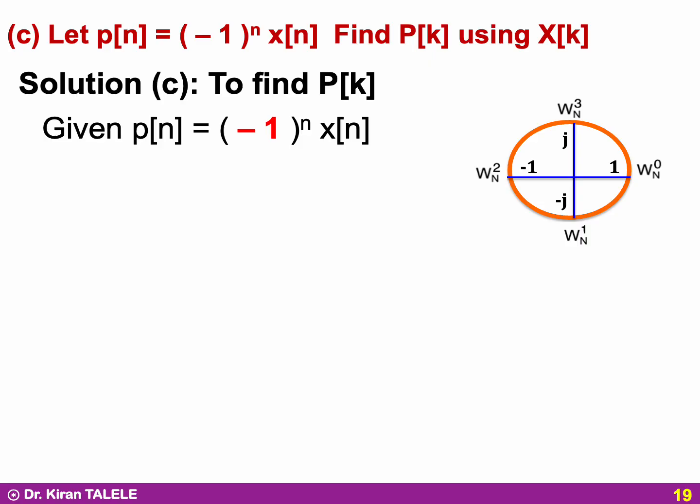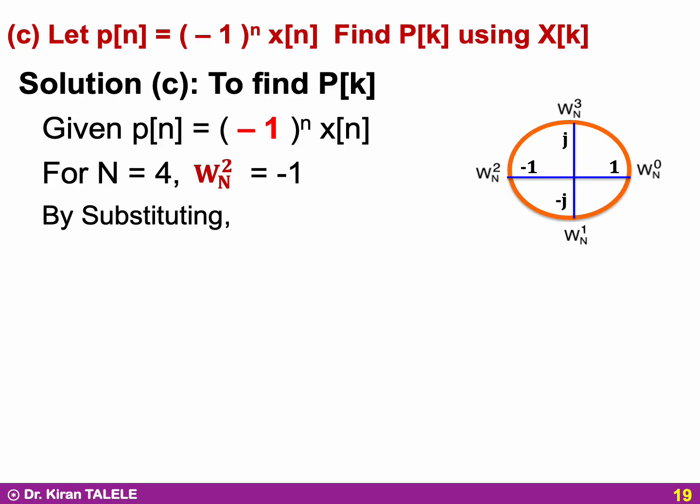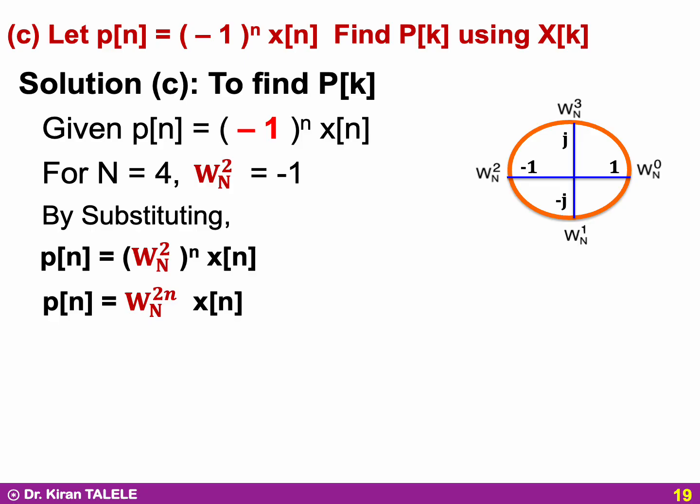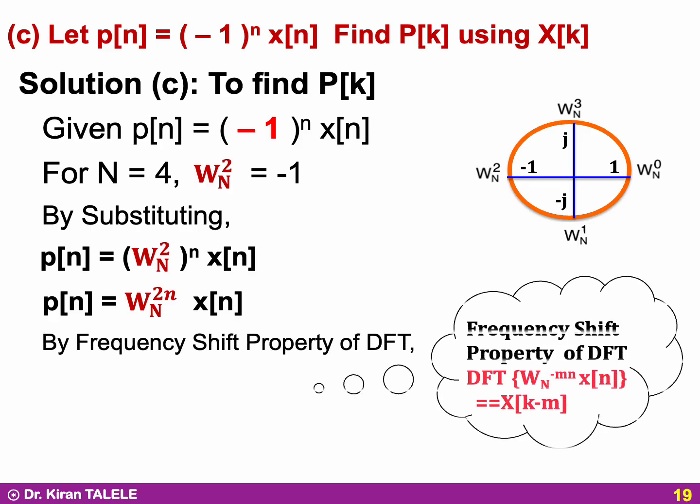Frequency property we can apply, but according to the property, x of n is multiplied by a W term. So this minus 1 we have to replace by the appropriate value of twiddle factor. We know that for N equal to 4, W_N raised to 2 is minus 1. So this minus 1 will get replaced by W_N raised to 2. P of n is W_N raised to 2n times x of n. By frequency property, P of k is X of k plus 2.